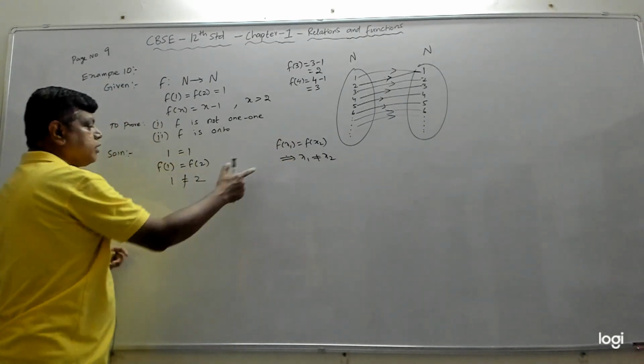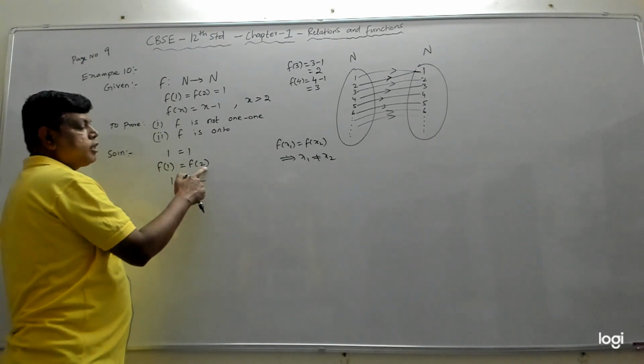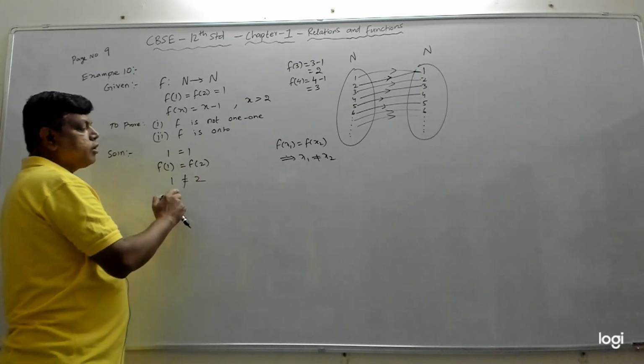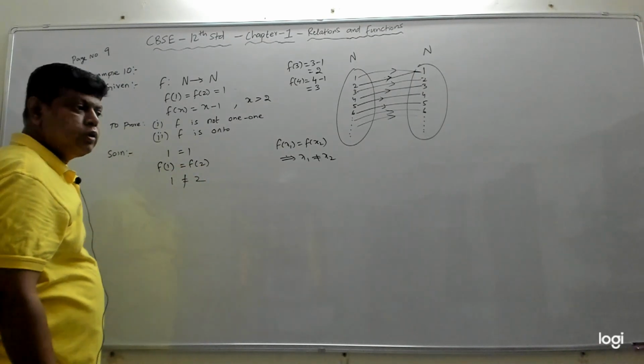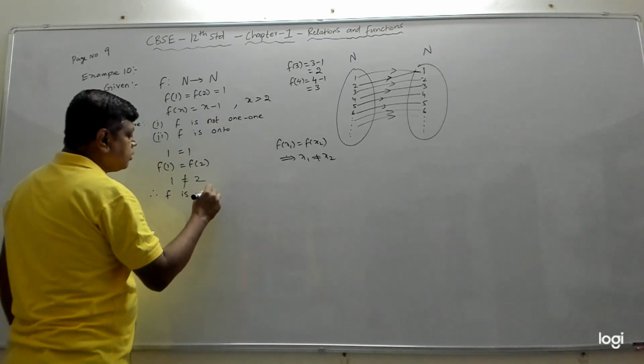So we got the condition: f of x1 equal to f of x2. Here x1 is 1, x2 is 2. So f of x1 is equal to f of x2, but 1 is not equal to 2. Therefore, f is not 1 to 1.